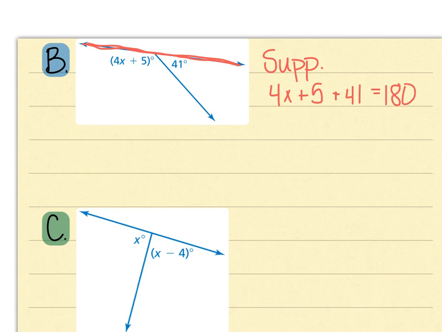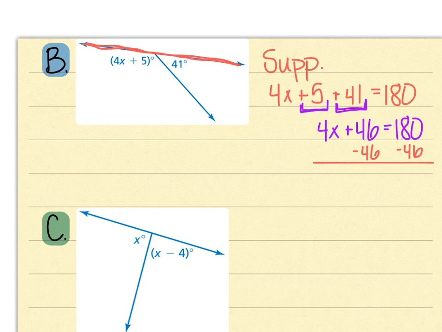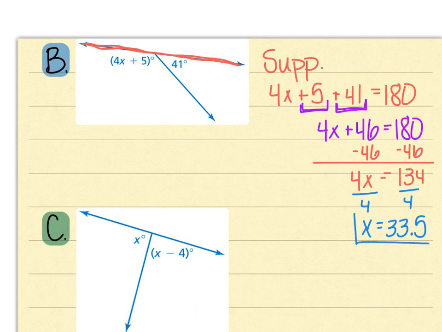And so here I've got some terms on that left side that I can combine. I've got a 5, and I've got a 41 that I can combine. That's going to make 46. So 4x plus 46 equals 180. And then I can subtract that 46 from both sides. That's going to give us 134. And then just like the last problem, we end up with that 4x, so we just divide by 4 on both sides. And again, using my calculator for that, I'm going to get x equal to 33.5. So getting some decimal answers here.